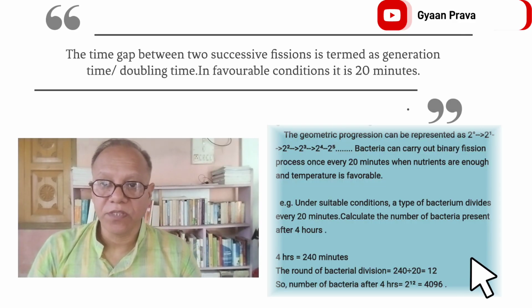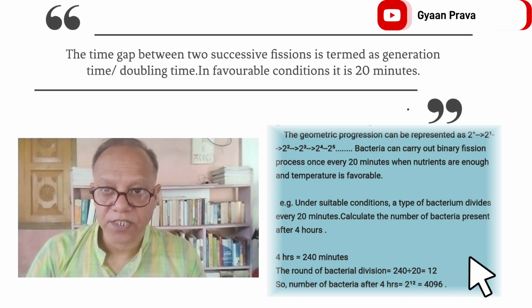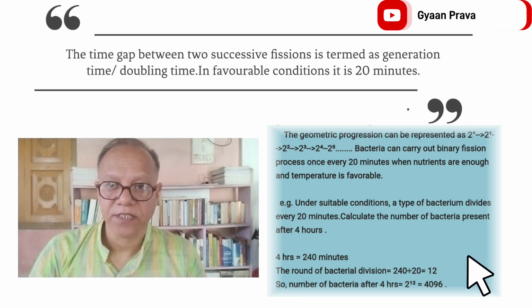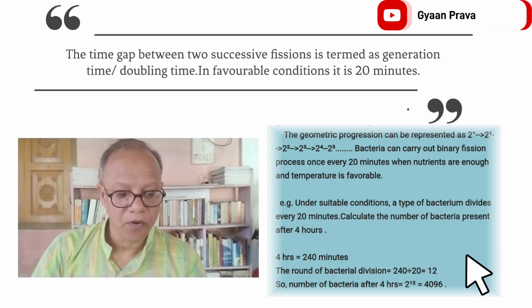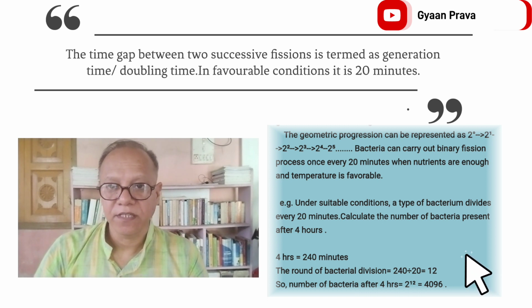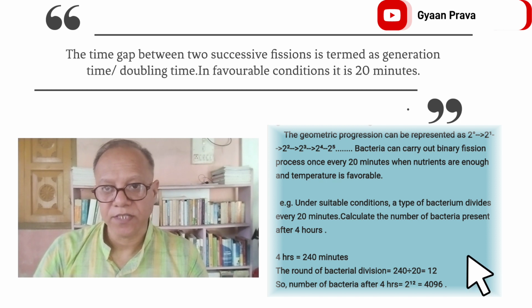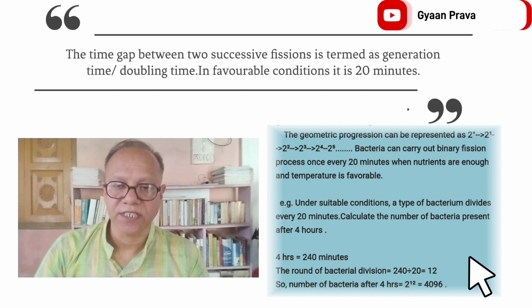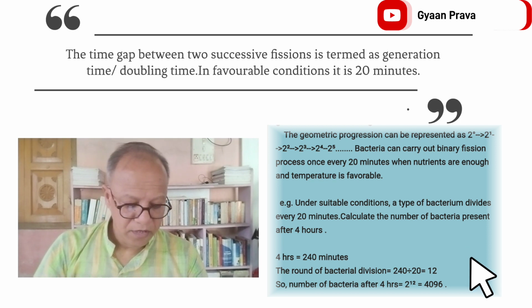The time gap between two successive generations of binary fission is termed the doubling time or generation time, and in bacteria it is generally 20 minutes if all the conditions are favorable.